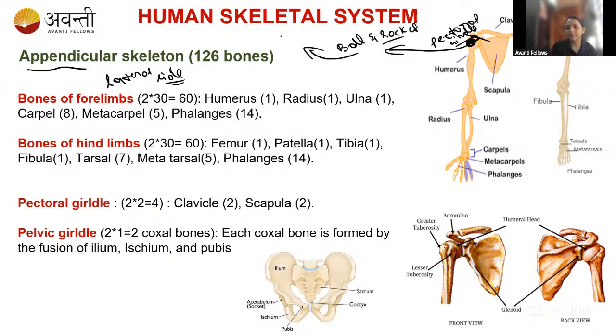There is a glenoid cavity in the pectoral girdle. In that glenoid cavity, the humerus is attached by the ball and socket joint. This is the humerus, okay, long. And then coming to the radius and ulna, there are two bones. They are called radius and ulna.